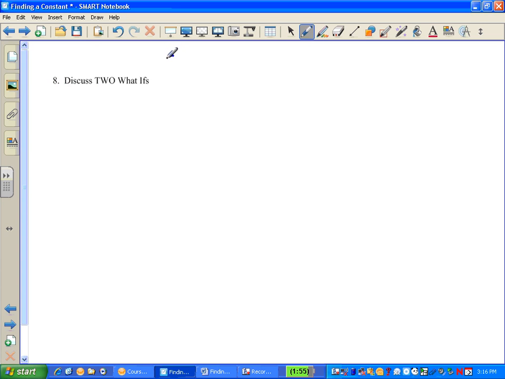The last question is to discuss 2 what-ifs. Unlike last year where you had to write a discussion of results, that's not going to be the focus this year. The focus is on the errors. What you need to do is think of 2 errors that could have occurred and discuss the what-if. So rather than just stating the error, you need to state the error, and then you need to discuss the impact on the Kc.